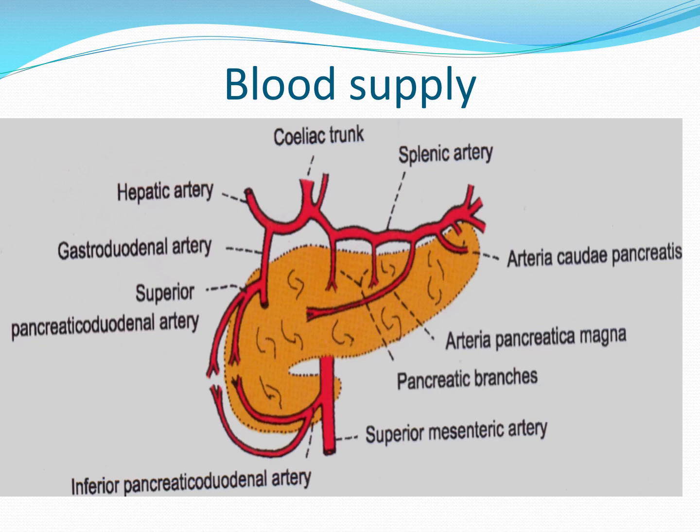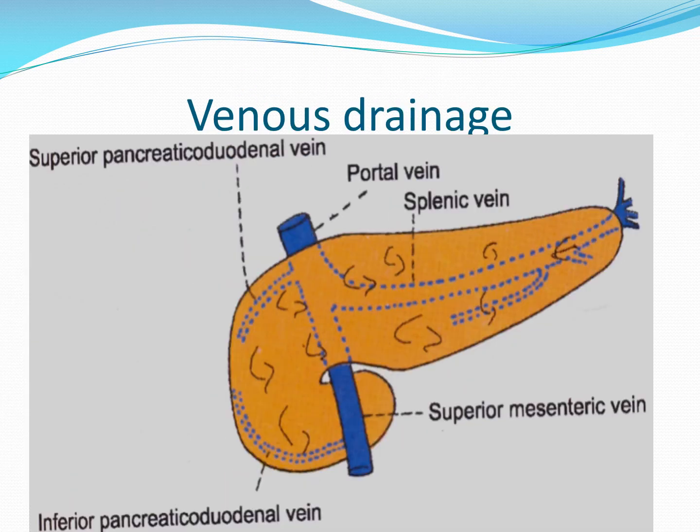Now venous drainage. The veins drain into the splenic vein, superior mesenteric vein and the portal vein. हो गया splenic vein, mesenteric and superior mesenteric and portal vein. The splenic vein and superior mesenteric vein join together to form the portal vein. So these are the venous drainage of the pancreas.